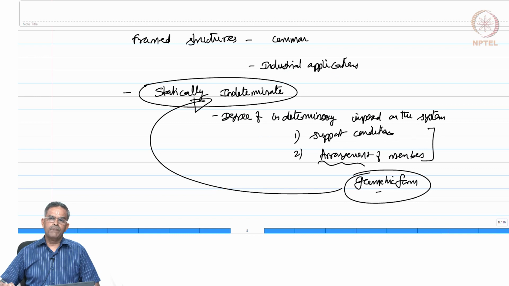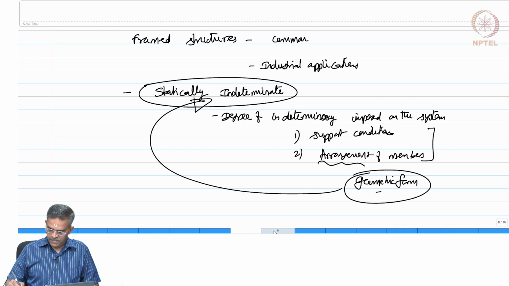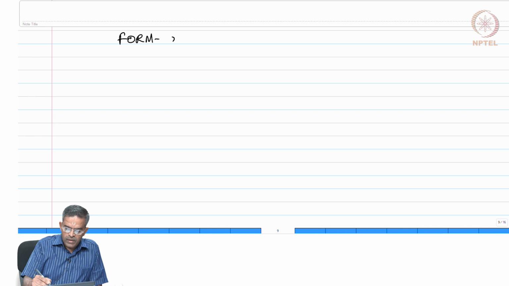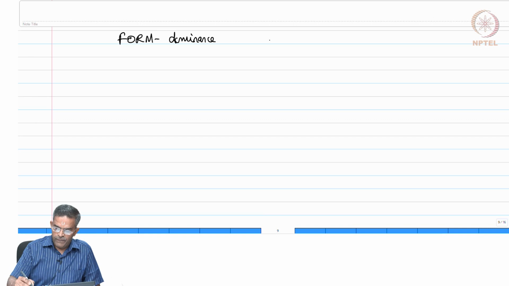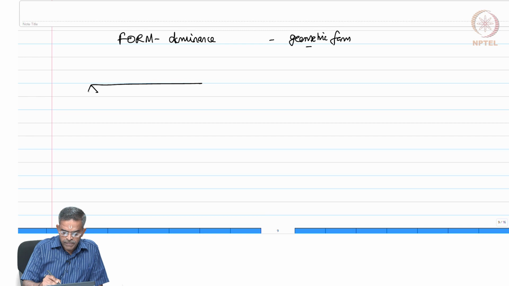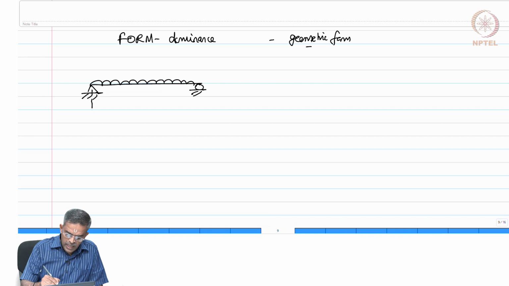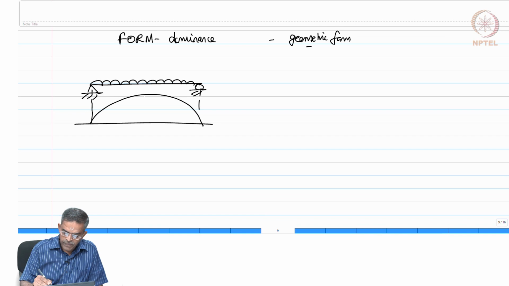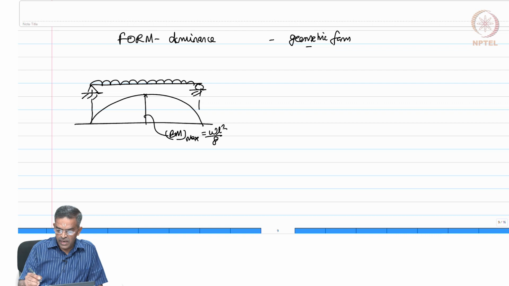We will talk about a couple of simple examples to realize what is form dominance and where does it come from. The moment I say form, I am referring to geometric form. Okay? If I take a simply supported beam, subjected to uniform distributed load, and try to draw the bending moment diagram, we all know the maximum bending moment will occur at the mid span, which will be WL square by 8, where W is the load acting on the system and L is the span of the beam.